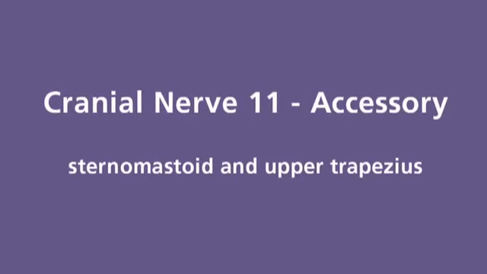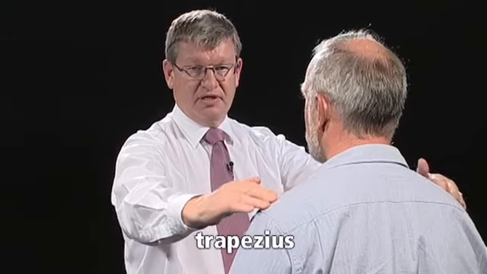The accessory nerve innervates the sternomastoid muscles and the upper fibres of the trapezius. I'm going to test your neck and shoulders. Could you shrug your shoulders for me, please? I'm looking for symmetrical elevation of the shoulders by the trapezius muscles here.